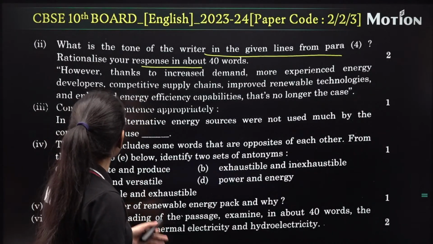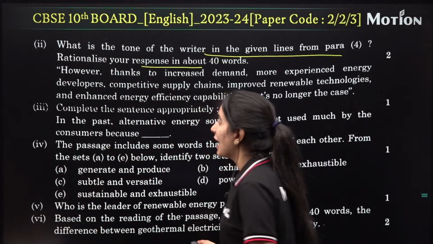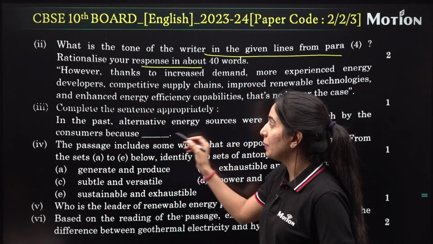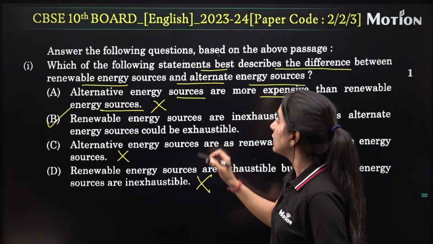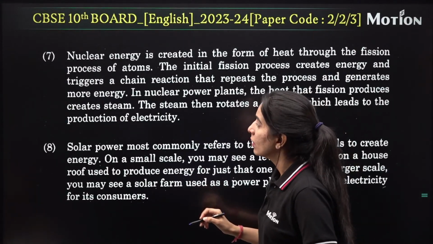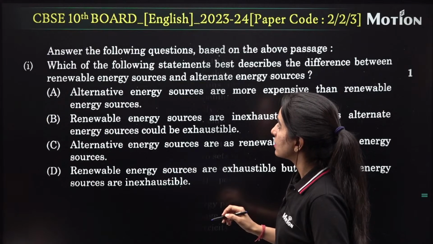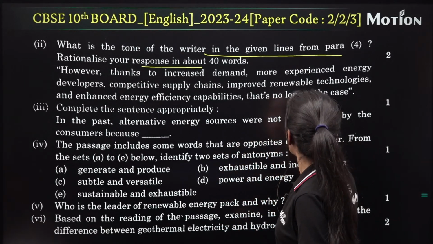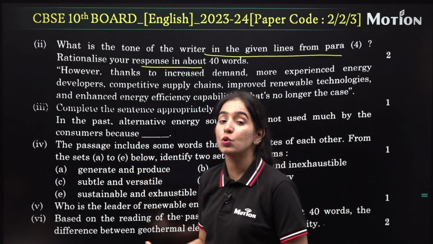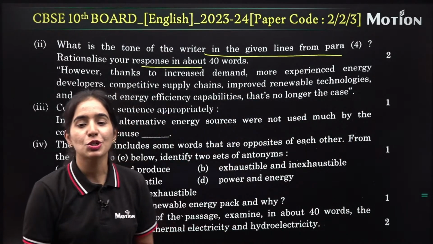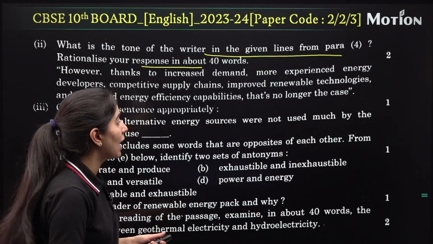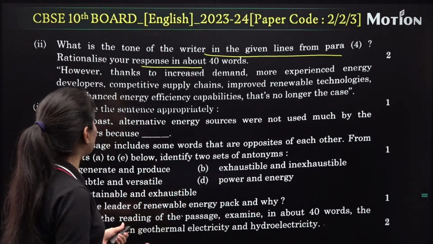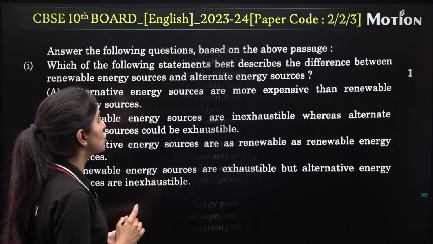Now let's move towards the third question that we have. Complete the sentence appropriately. In the past, alternative energy sources were not used much by the consumers because... So yes, I'll show you the answer where you can find it out. They were not used much by the consumers because it is clearly mentioned in the passage.